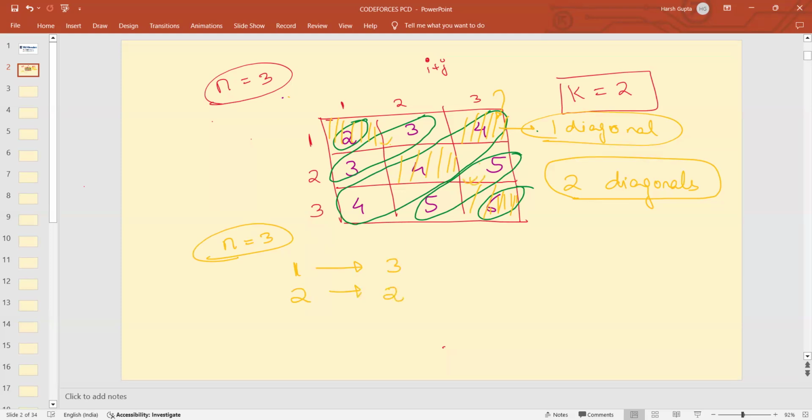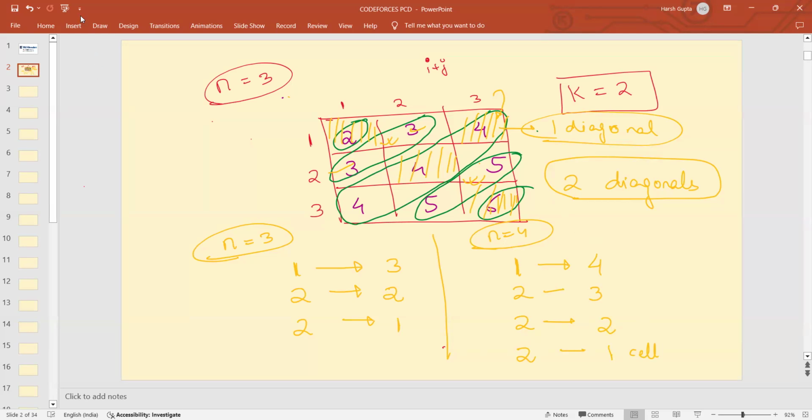This diagonal and this diagonal are containing 2 cells, isn't it? And there will be 2 diagonals that will contain 1 cell. Similarly, if the value of n is 4, you will observe that there will be one diagonal that contains 4 cells, two diagonals that contain 3 cells, two diagonals that contain 2 cells, and two diagonals that will contain 1 cell. So this is the pattern.